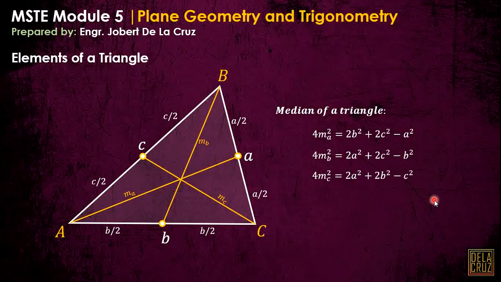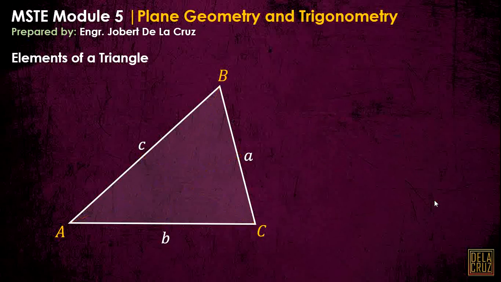Okay. Now, the point of intersection of the three, yan yung tinatawag nating centroid. Okay? That is the centroid, the intersection of the median lines. Okay. Now, we have altitudes of the triangle.